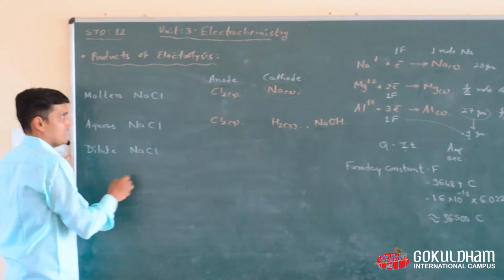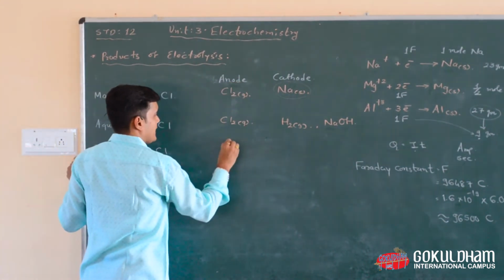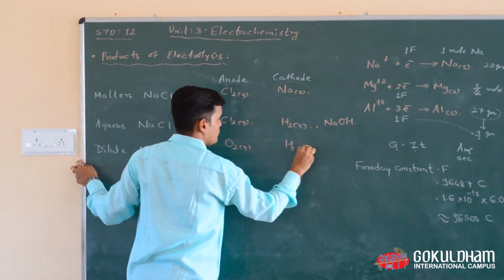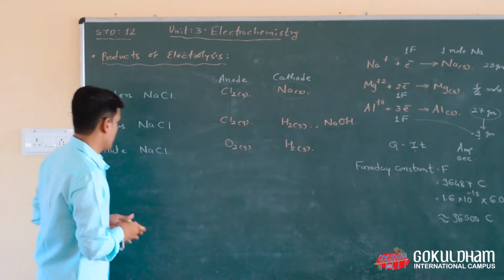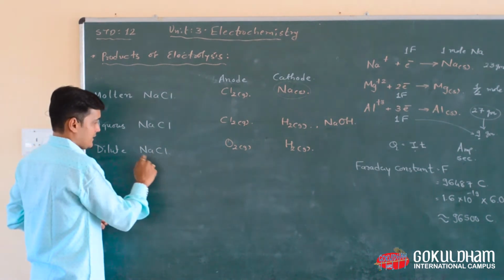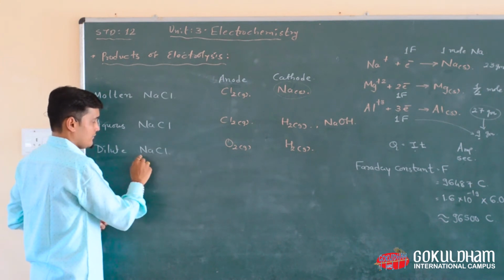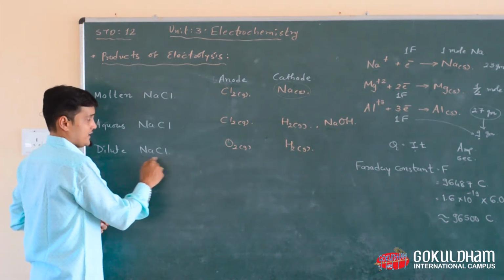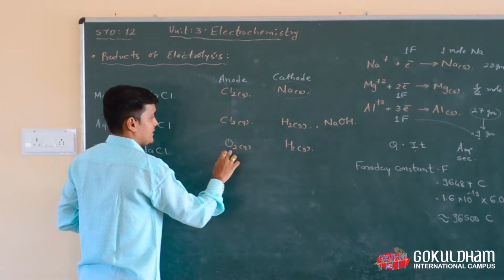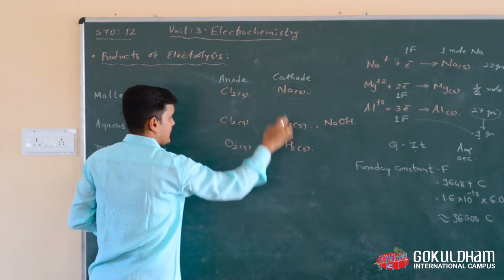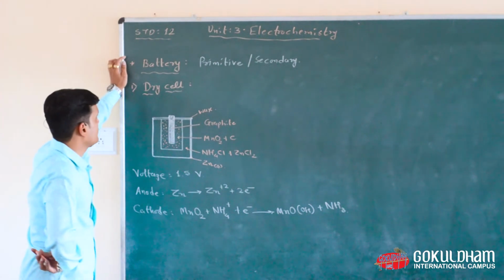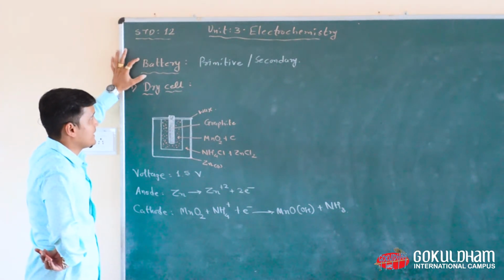In dilute NaCl, the product on the anode side is O2 gas and on the cathode side is H2 gas. When the word is dilute, there is no need to consider the electrolyte. Whether NaCl, CuCl2, or Na2SO4, the products are the same for any electrolyte. On the anode is O2 and on the cathode is H2.